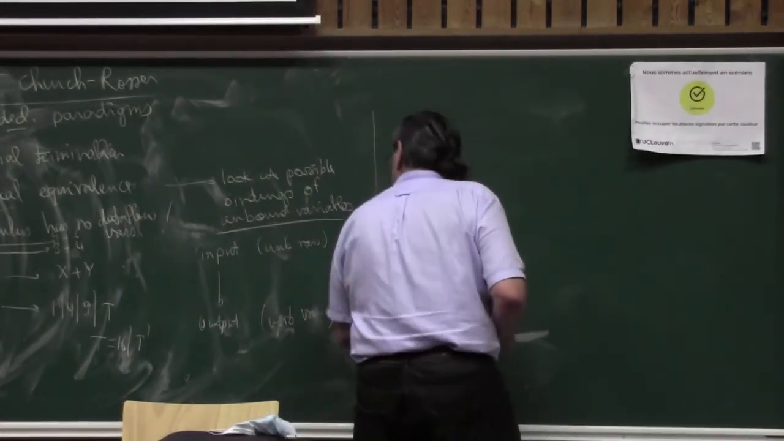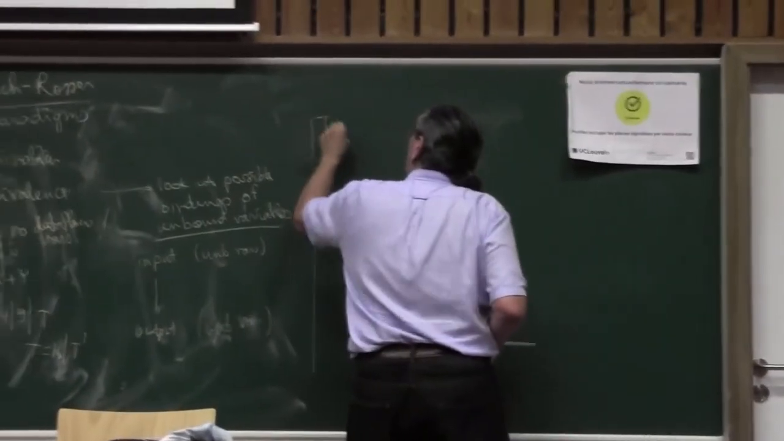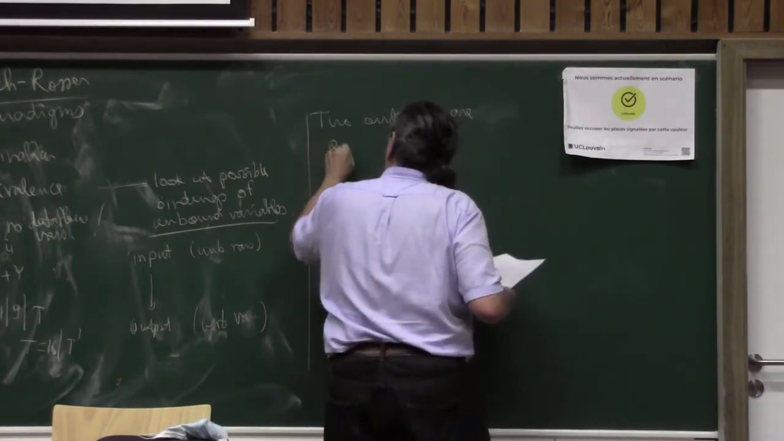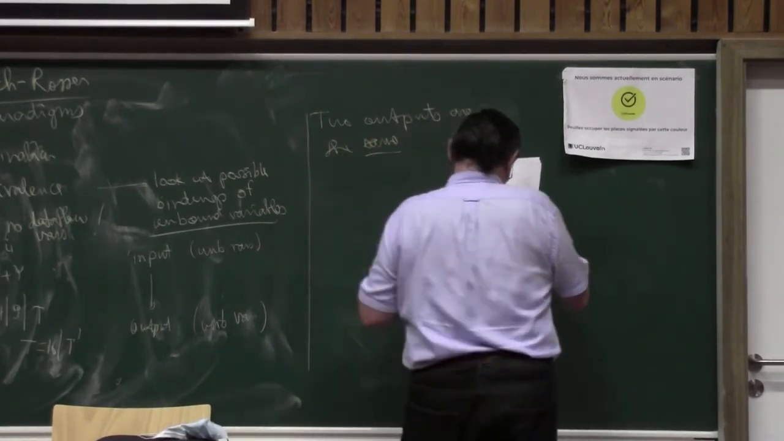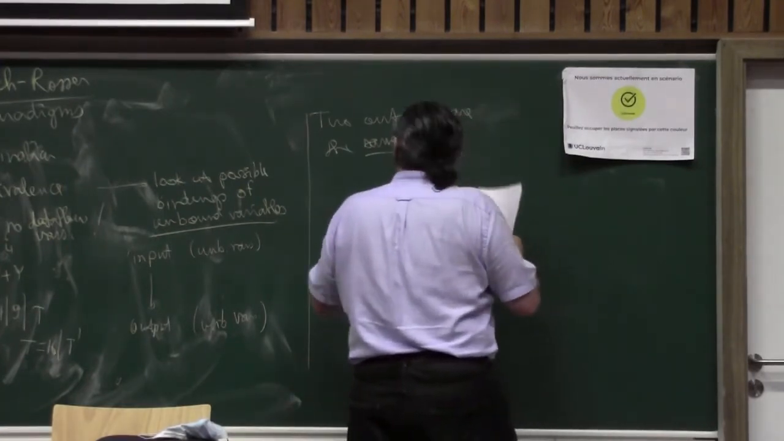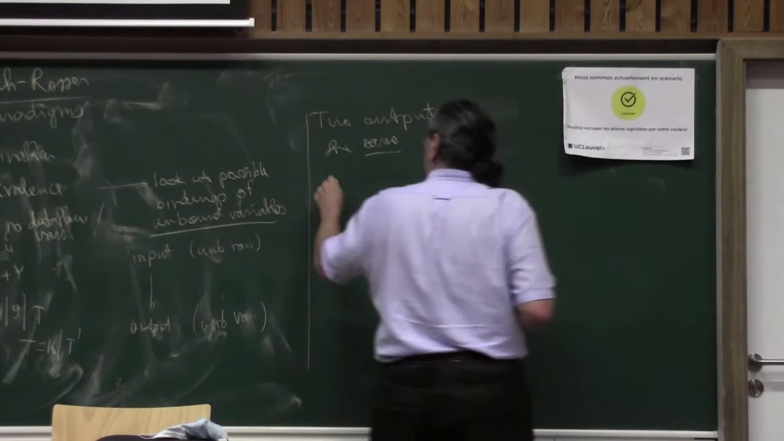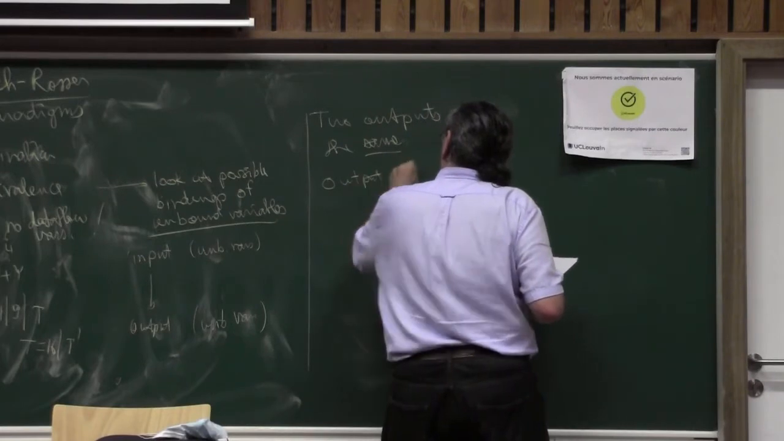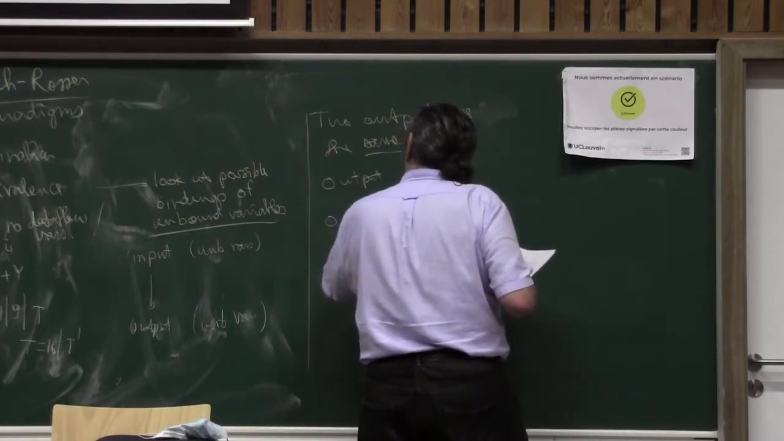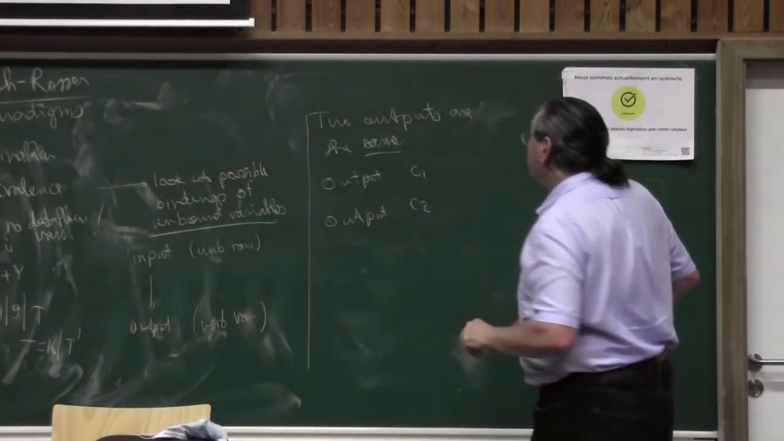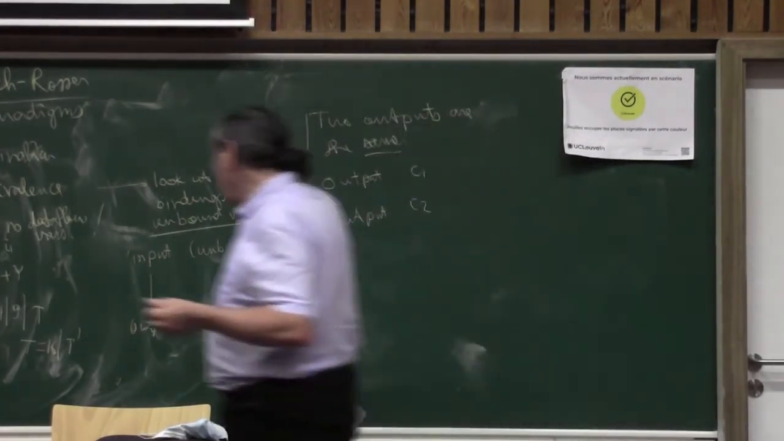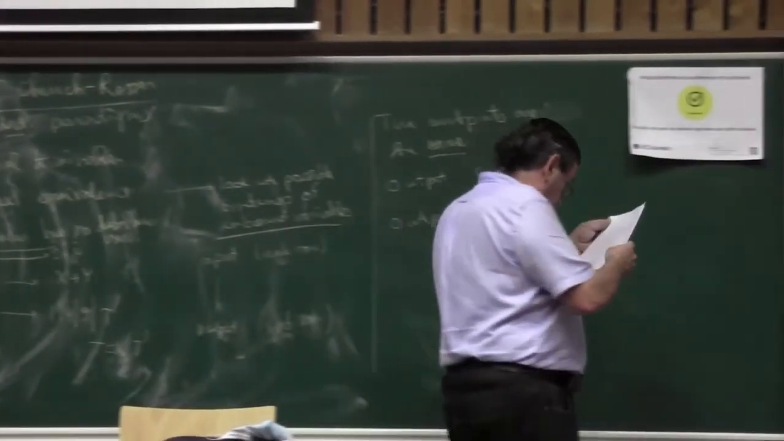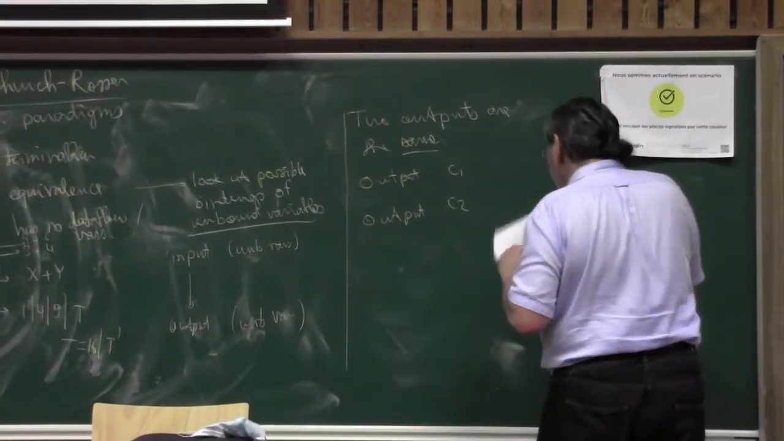So in order to apply Church-Rosser, we need the two outputs to be the same. Let me call these outputs C1 and C2. They should have the same variables, and for each variable, the possible values are the same.